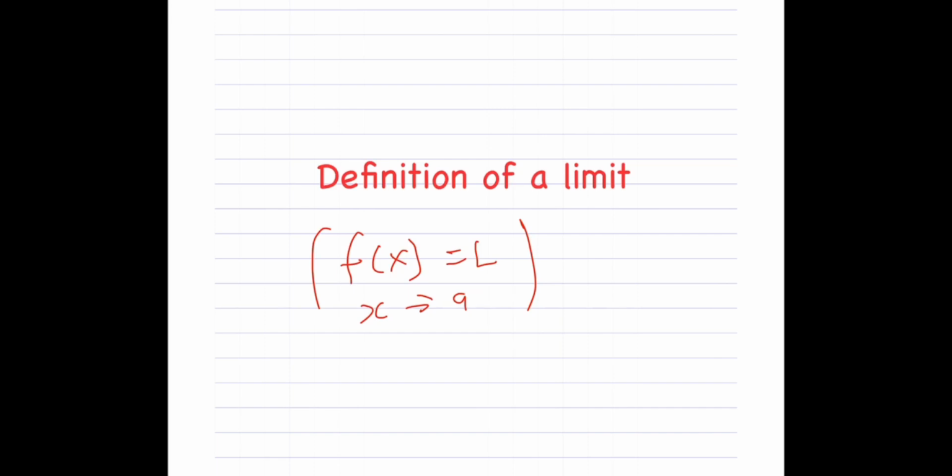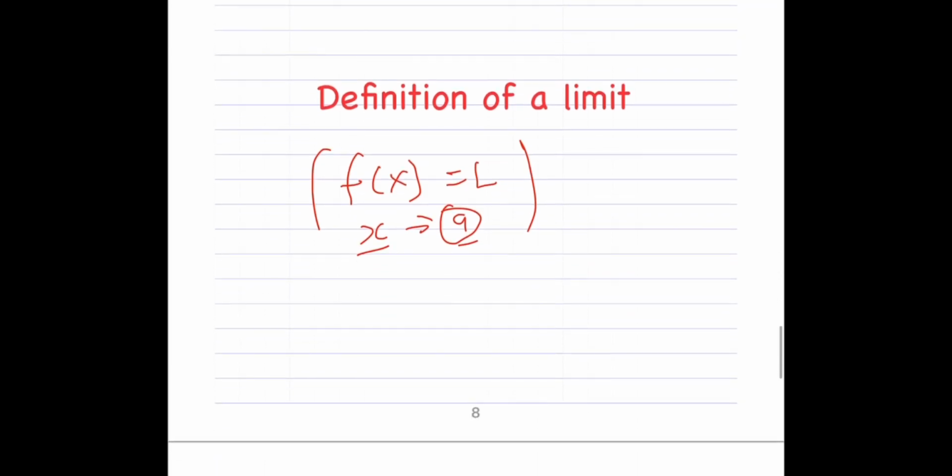Provided we can make f of x as close to L as we want for all x values sufficiently close to a from both sides without actually letting x be a. That is, we make x values sufficiently close to a from both sides without actually making x equal to a.